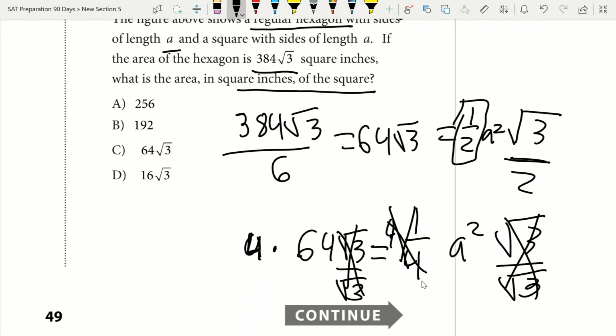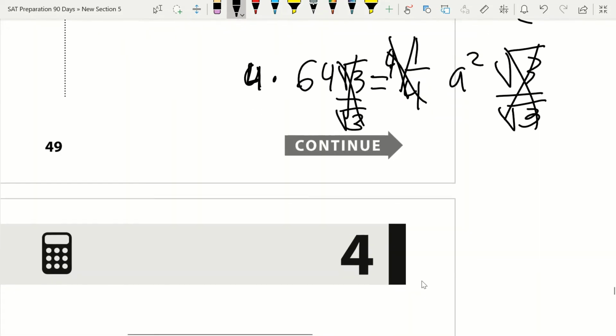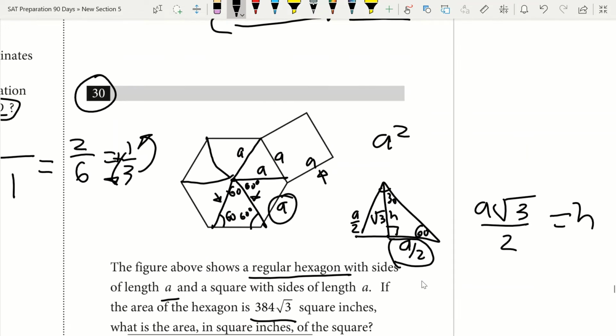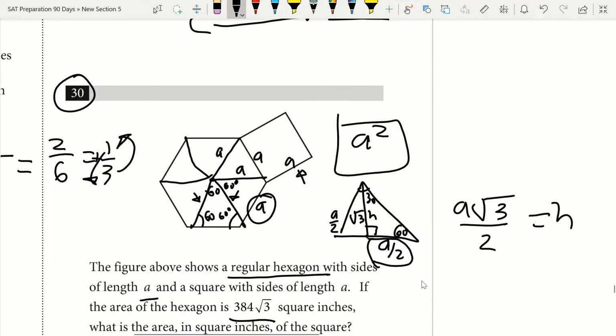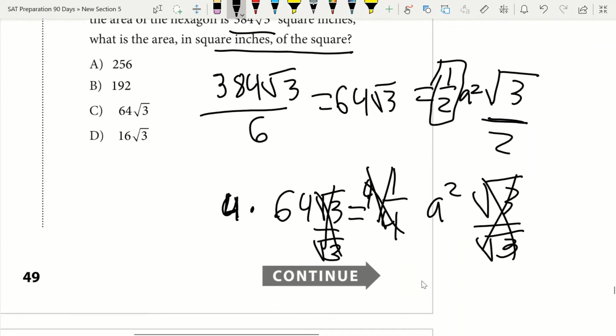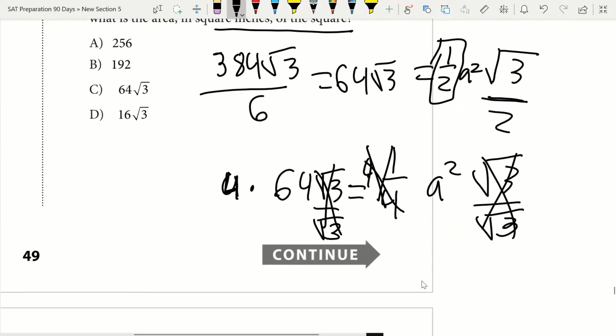Now, do I have to solve for A? Answer, no, I do not. Why? Because I'm asked for the area. I'm asked for the area of that square, which I know is A squared. So I don't even have to solve for A here. I just solve for A squared, which in this case is 4 times 64, which will give me 256. So my answer there is going to be answer choice A.